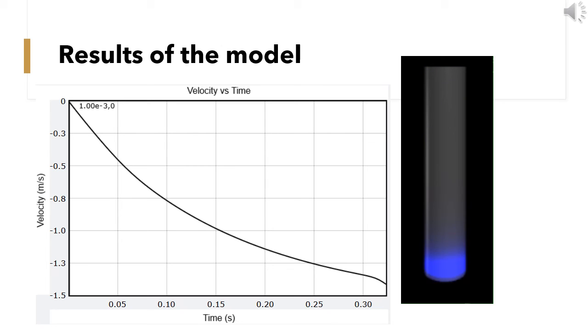Also shown is the velocity time graph, which shows that the tube has an effect because instead of accelerating only due to gravity, its velocity nearly levels off due to the effect of the tube.